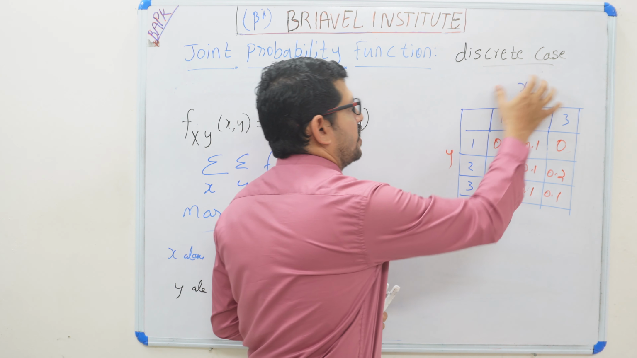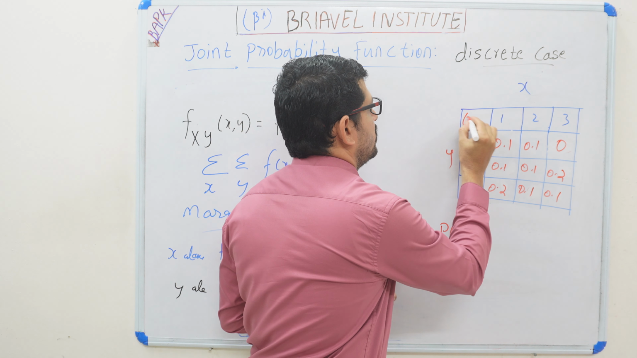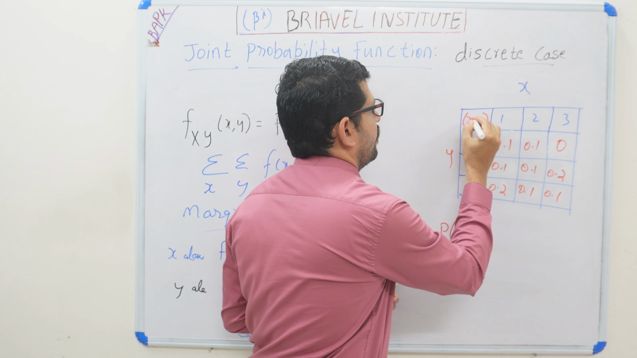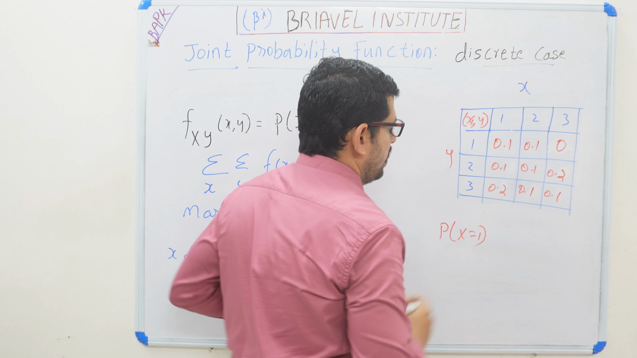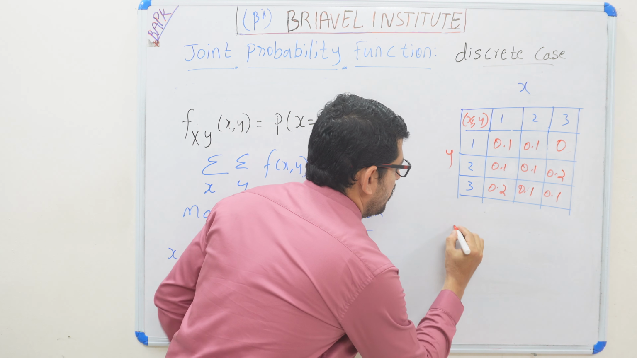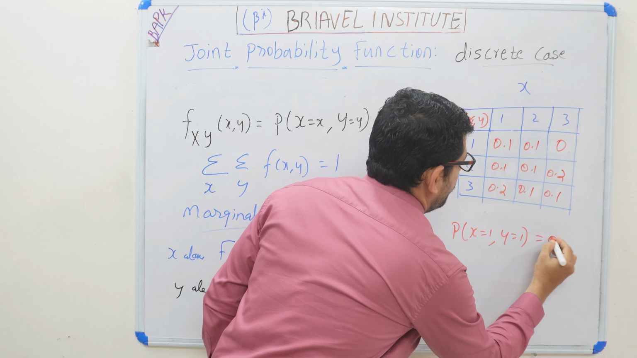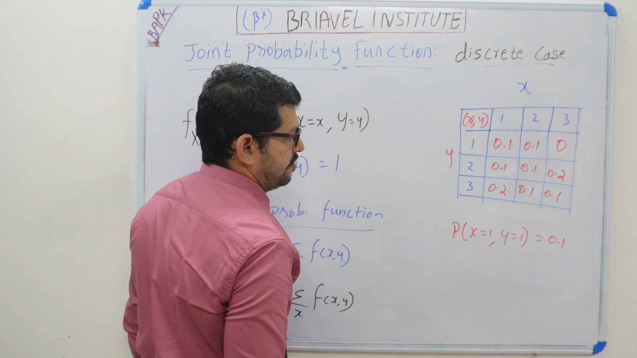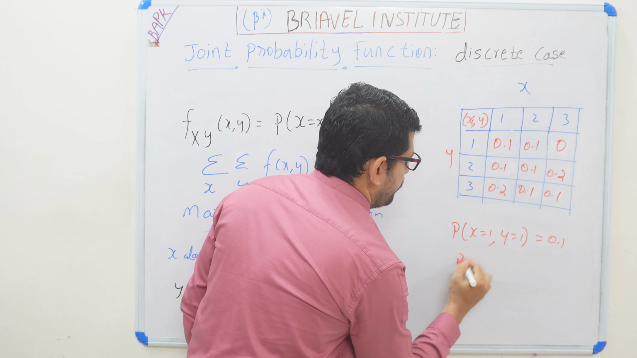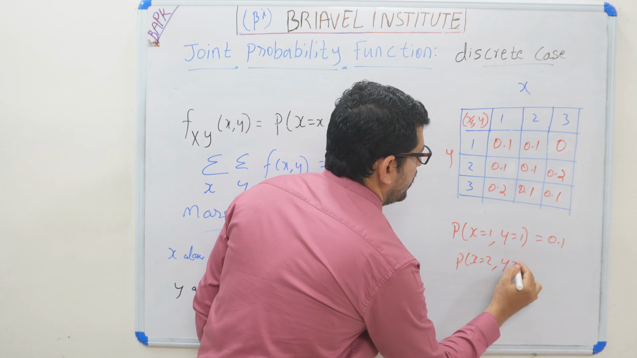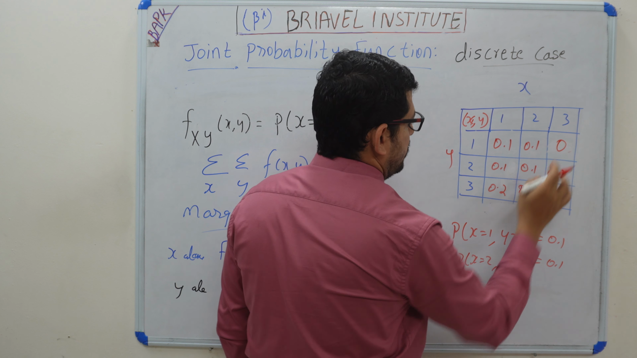What will be my marginal probability? So I have two random variables, and the joint probability function is given in x and y. This one I can write here. It is the probability of x is equal to 1, y is equal to 1, that is a probability of 0.1. And the probability of x is equal to 2 and y is equal to 1 is 0.1, and there is no probability here, it is 0.